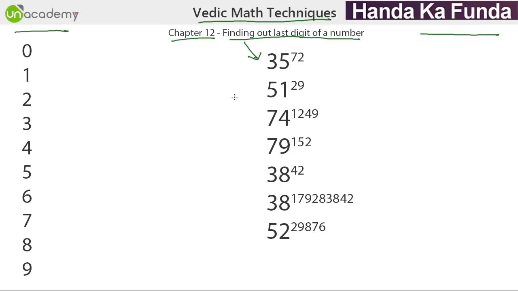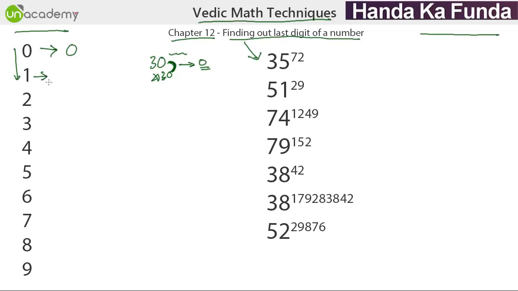So, to find out the last digit of a number, you first need to see what are the theoretical last digits possible. And that list is given here. From 0 to 9, anything is possible. Now, if you have a number which ends in 0 and you raise it to any power, it will always end in 0. Let's say any power of 30 will always end in 0, because when you do 30 into 30, the last digit is 0 into 0, which gives you 0 again.